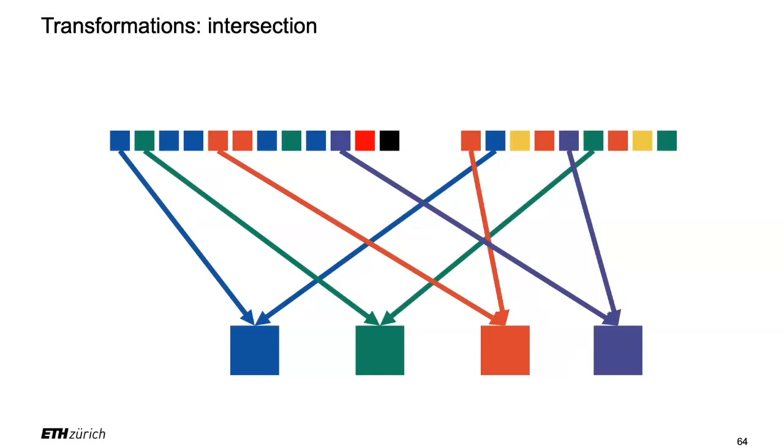Then we have the intersection, which is more involved. So the intersection, you can probably see that here it's shuffling things around. So that's a spaghetti-y kind of transformation. And it's just going to build an RDD that contains items that were on both of the input RDDs.